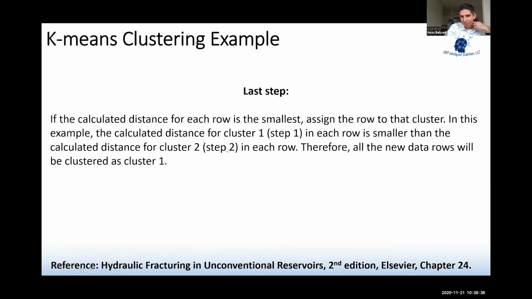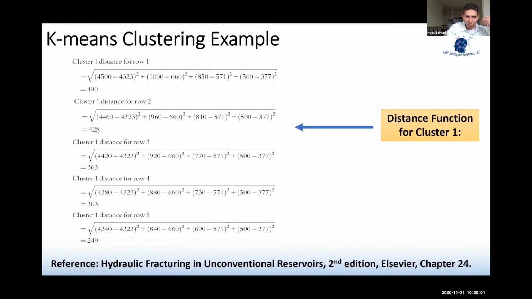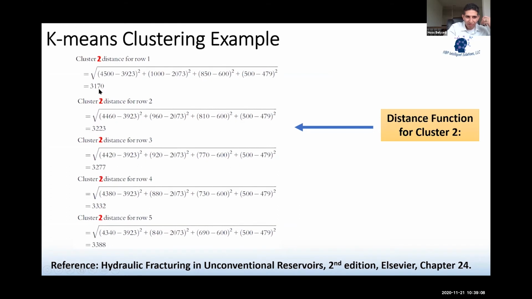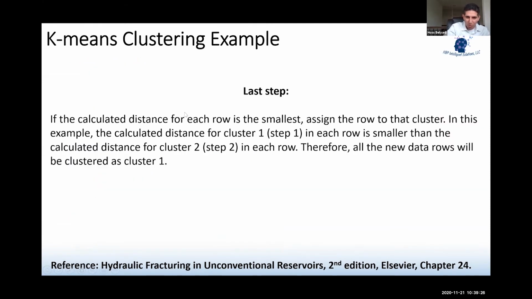Now, the last step: if the calculated distance for a row is smallest for a cluster, assign the row to that cluster. In this example, the calculated distance for cluster 1 in each row is smaller than the calculated distance for cluster 2. If you look at the results here, you have 490, 425, 363, 303, 245. All of these numbers are smaller than 3170, 3223, 3277, 3332, and 3388. If you compare 490 versus 3170, of course 490 is smaller. So that's why you assign that row to be clustered as cluster number 1.